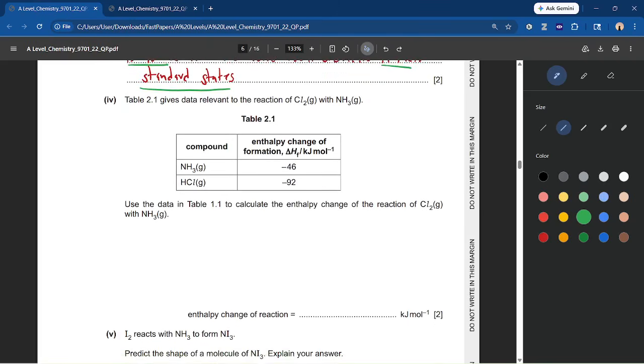Table 2.1 gives data relevant to the reaction of chlorine with ammonia. So ammonia, when it's formed, releases energy. Negative means that it's releasing energy, which means that it's exothermic.